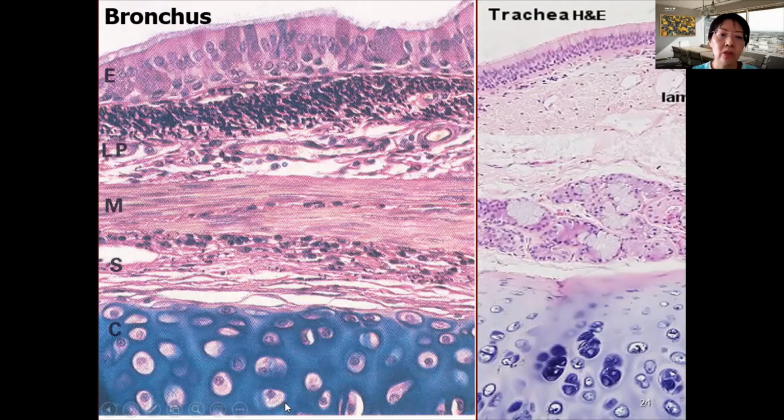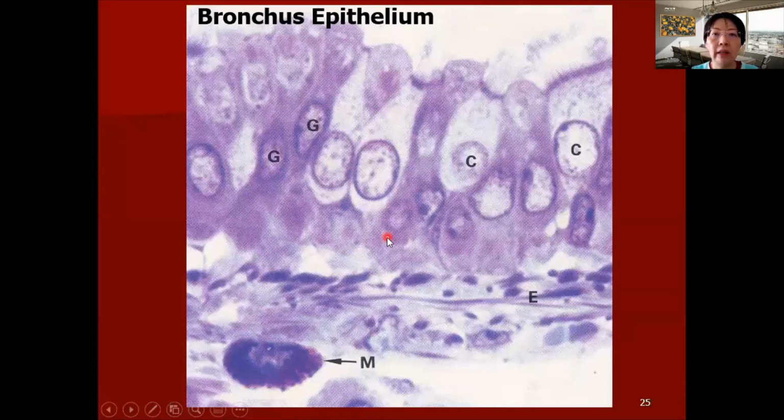This is cartilage with one chondrocyte. So this is the nucleus and cytoplasm of the chondrocyte. And there could be two chondrocytes here, inside the lacuna. So this is a mucous gland. All right, this is cartilage. This one is a ciliated epithelial cell, and this is a goblet cell.